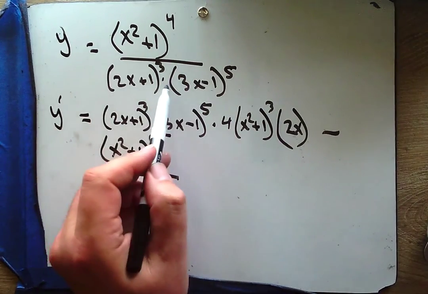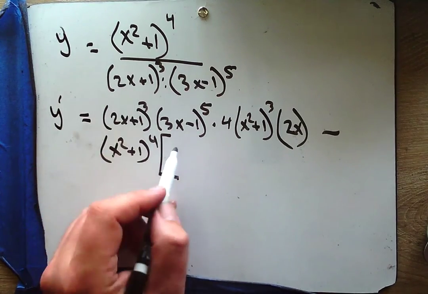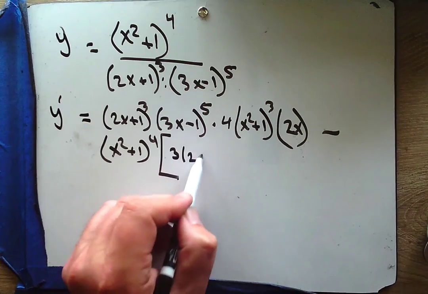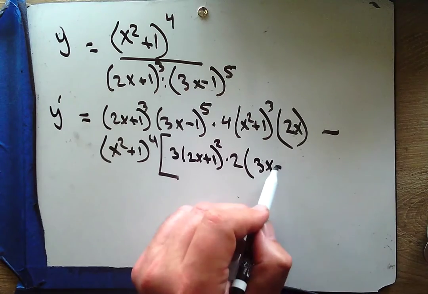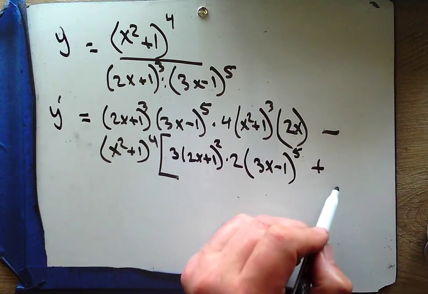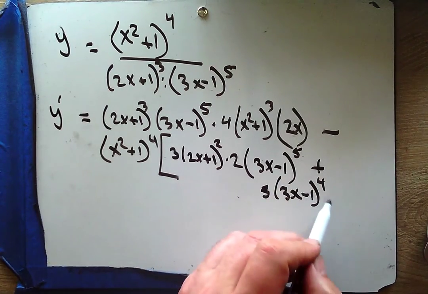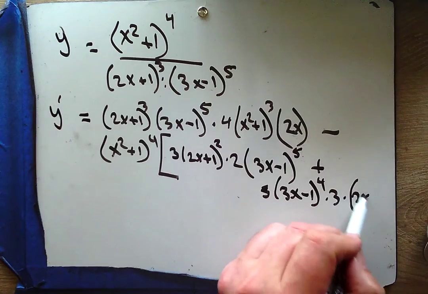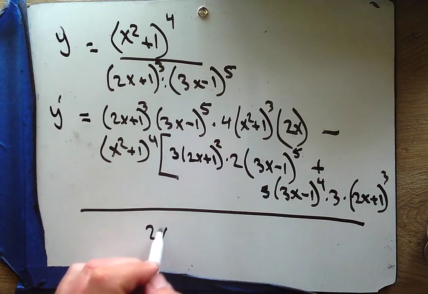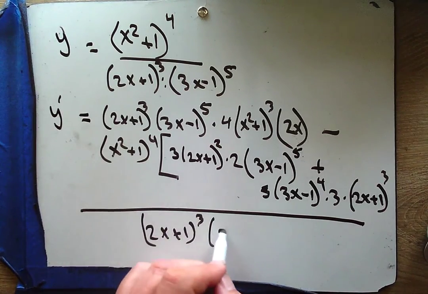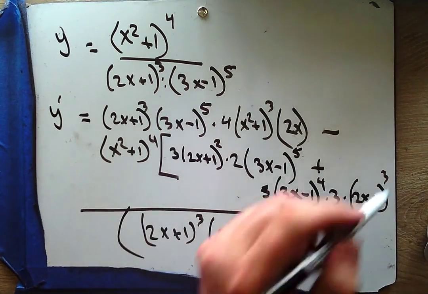D low is a product, so I need to use product rule. D low, so that's going to be 2x plus 1 to the second times 2 times 3x minus 1 to the fifth plus 5 times 3x minus 1 to the fourth times 3 times 2x plus 1 to the third, all over 2x plus 1 to the third, 3x minus 1 to the fifth squared. Wow.